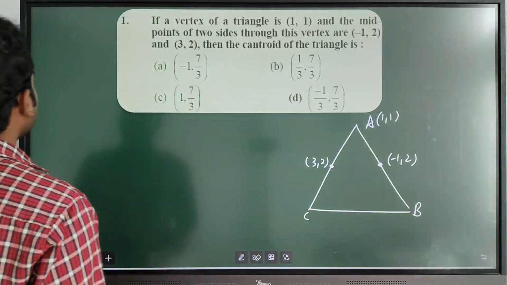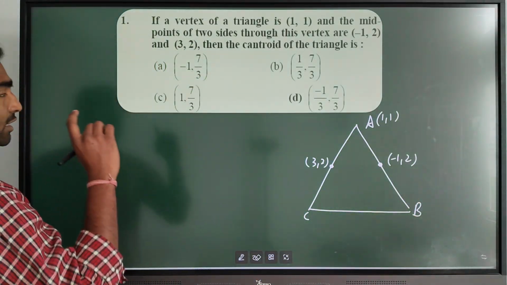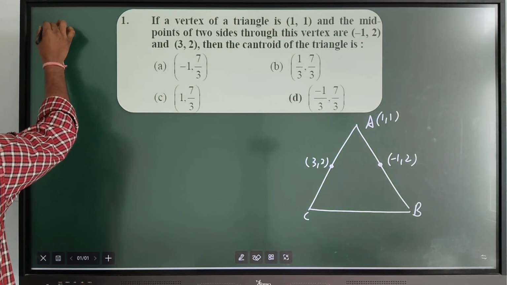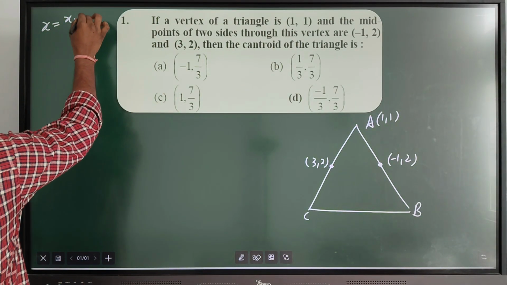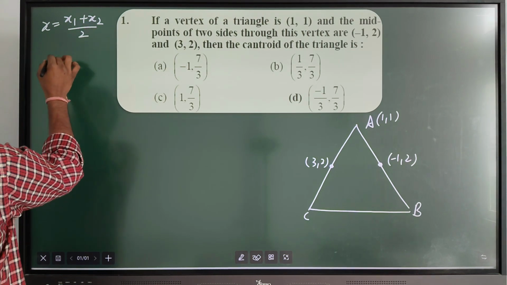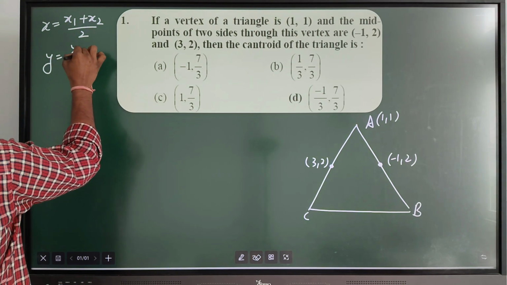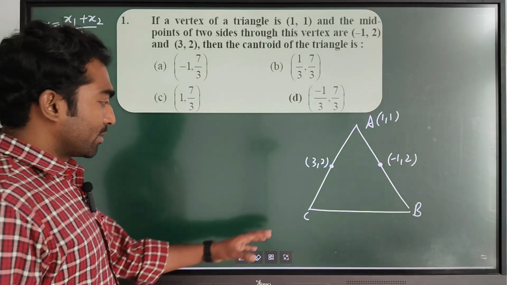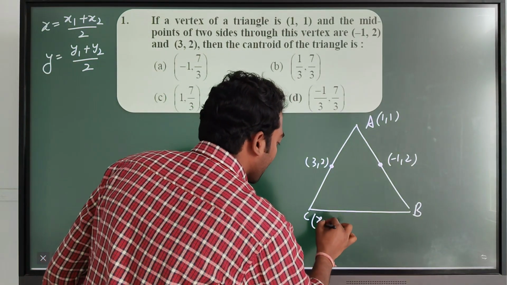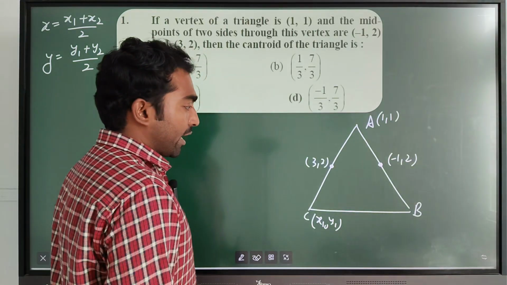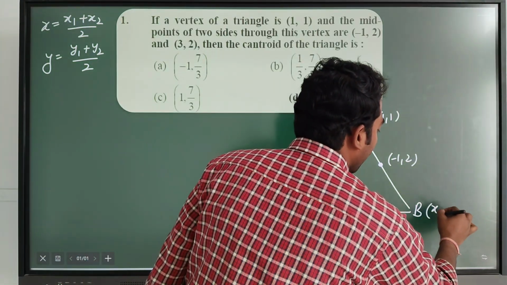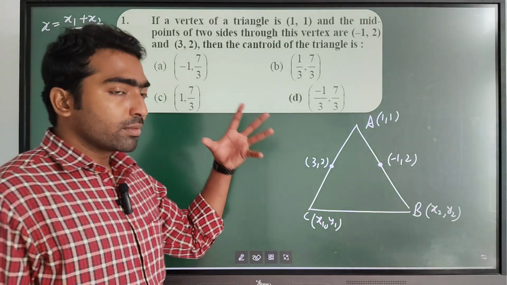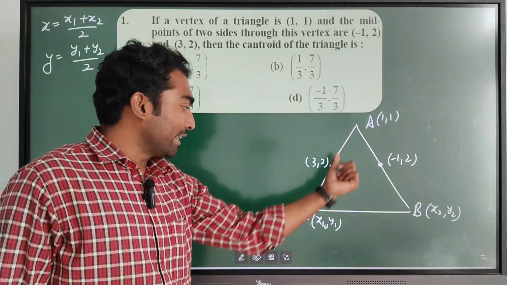So we are using the midpoint formula that you already studied in class 10th: x equals (x1 plus x2) by 2 and y equals (y1 plus y2) by 2. Let us suppose the coordinate of C is (x1, y1) and the coordinate of B is (x2, y2). Now we are using the concept of midpoint for the particular side AC.